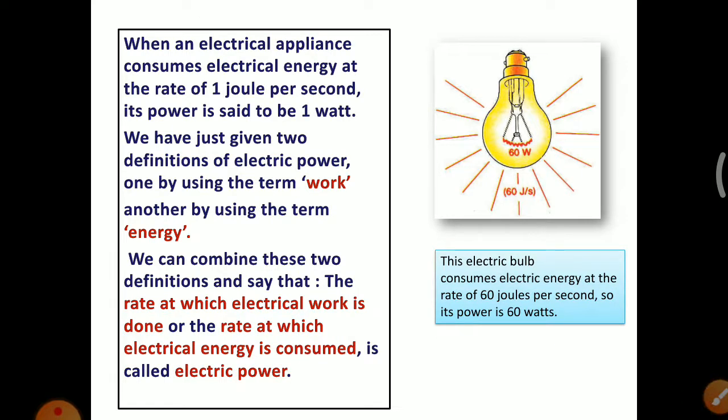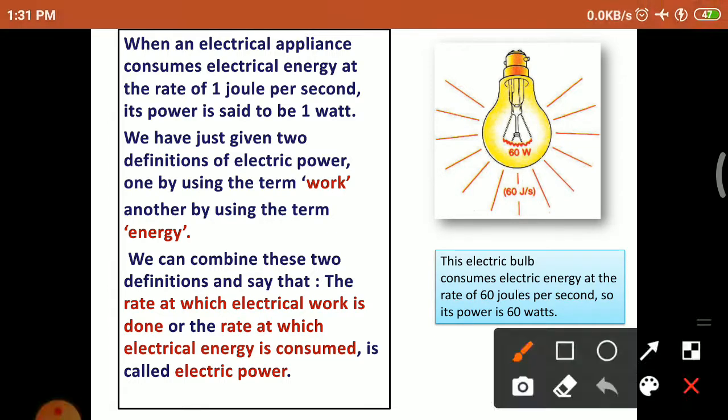When an electrical appliance consumes electrical energy at a rate of 1 joule per second, then the power is said to be 1 watt. We already discussed this. We have just given two definitions of electric power, one using the term work and another using electrical energy.